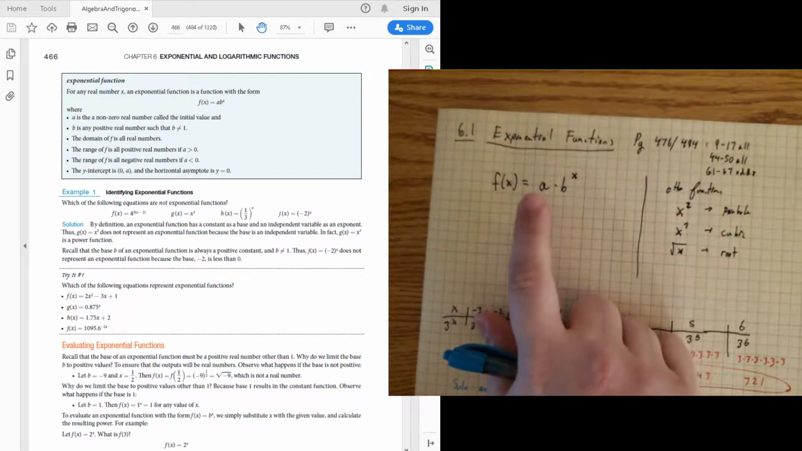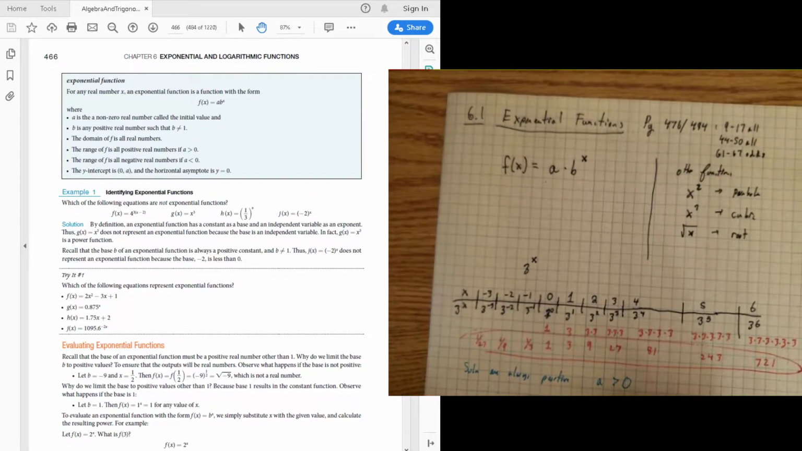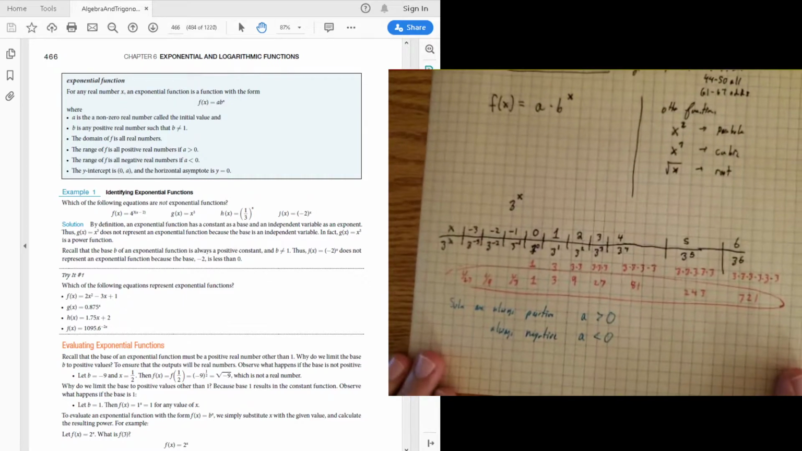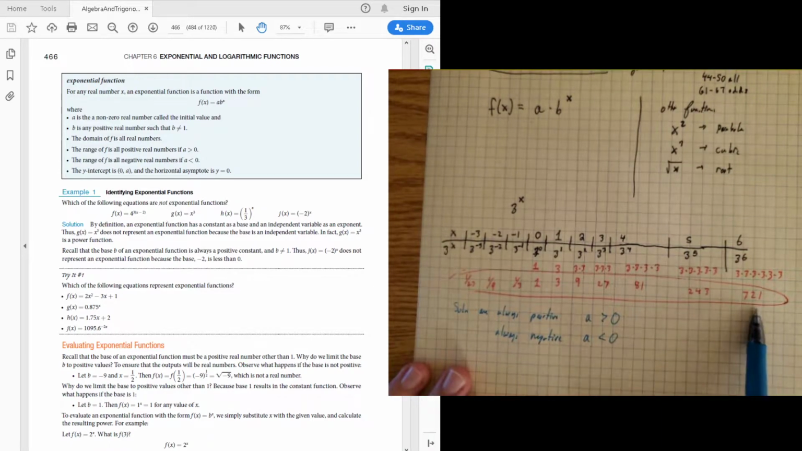Remember, this a is coming from this equation. So if a is bigger than 0, your numbers are always going to be positive. And if a is less than 0, it's always negative. Next thing to notice, in this function, if we're looking at just 3 to the x, you notice that it increases rapidly from 1 up to 721 in a very short period of time.